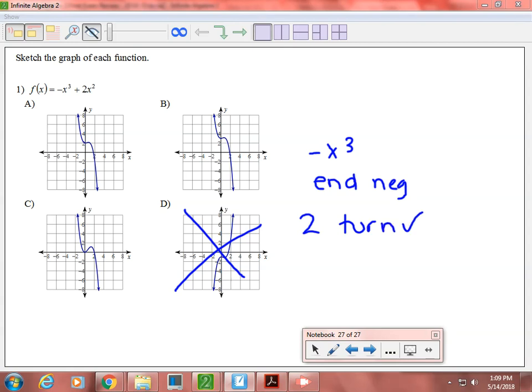What I would do is I would test a point. I would test when you plug in 0, what do you get back? So you have negative 0 to the third and 2 times 0, which is going to give you 0. So you're looking for which one has the point (0, 0), and the only one that does that is letter C. So that is the one that you want to pick for that.